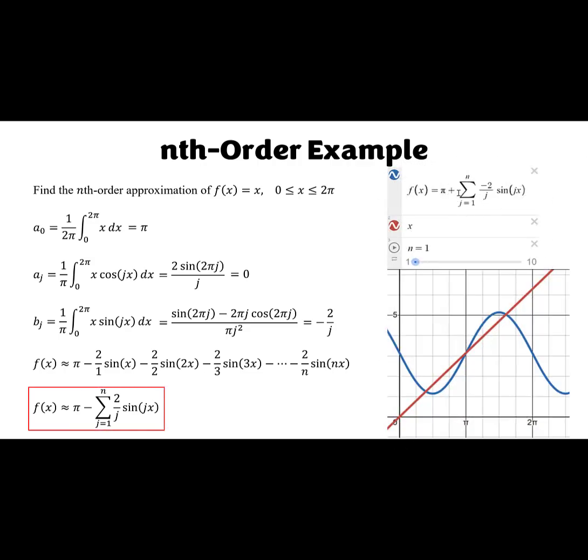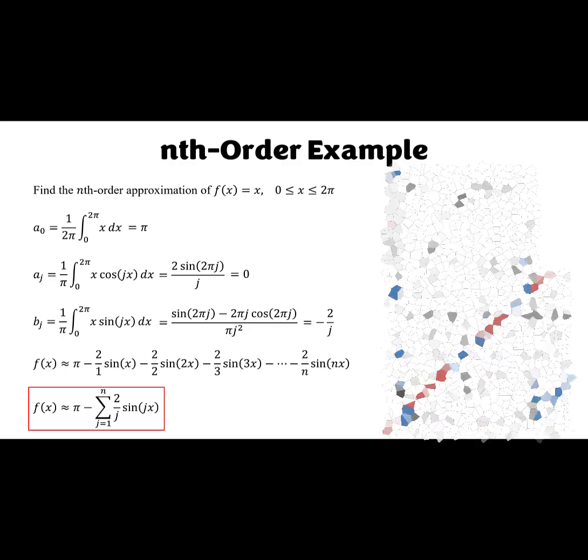I typed our formula into Desmos to see what it looks like for different n. So n equals 1, 2, 3, 4, all the way up to 10. It looks pretty good at 10. You can change it to go to a bigger n, but I'll leave it there. You can see that it gets to be a better and better approximation.